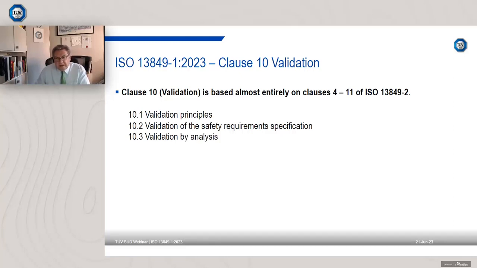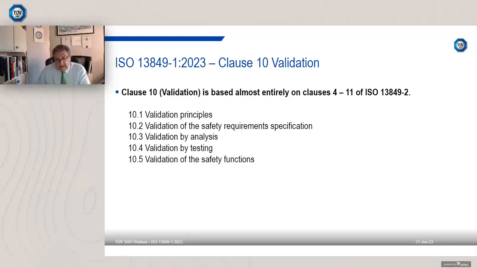10.3, can we achieve some validation by analysis? And this is not new. This is exactly as in 3849 Part 2. The greater confidence we can get from our analysis can reduce the amount of testing that we have to do. But we can't eliminate testing. There would always be some need to carry out testing. So 10.4 is validation by testing.